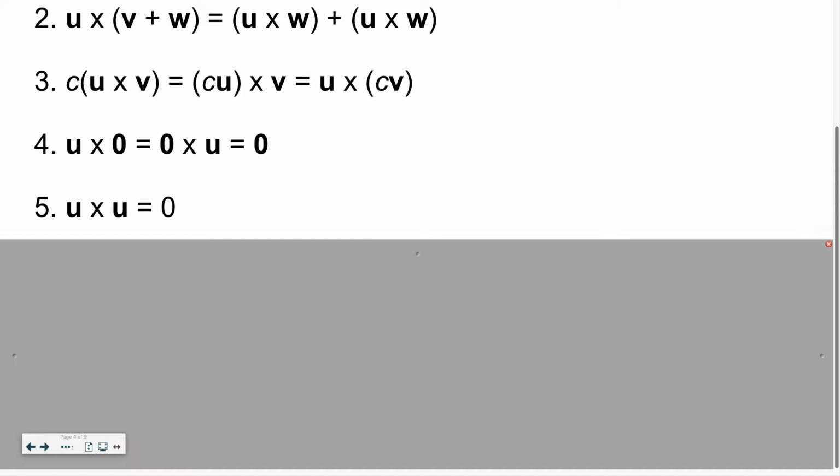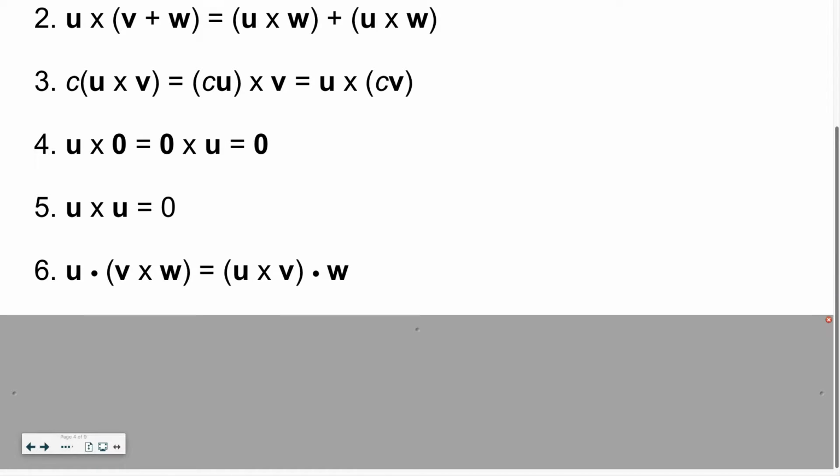And then the last one, this is kind of cool. It's like an associative property: U dot V cross W is the same as U cross V dot W. The cross product and the dot product are both multiplication, so if both are present in a problem, it doesn't matter in which order we do them. It's kind of cool.